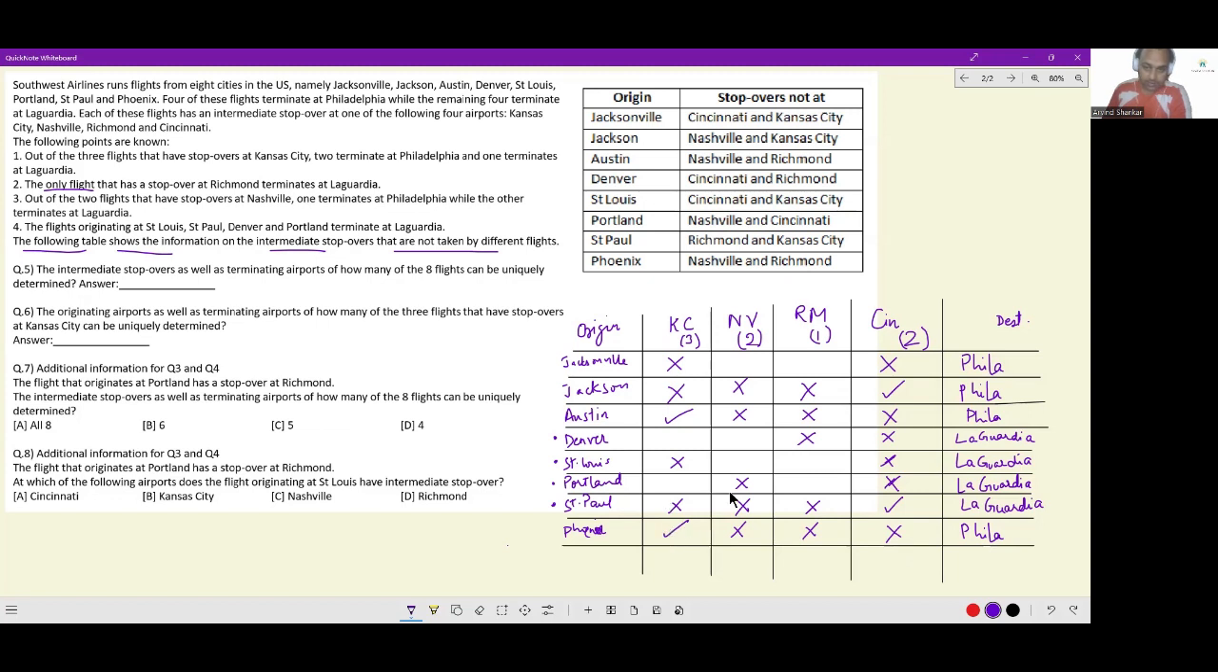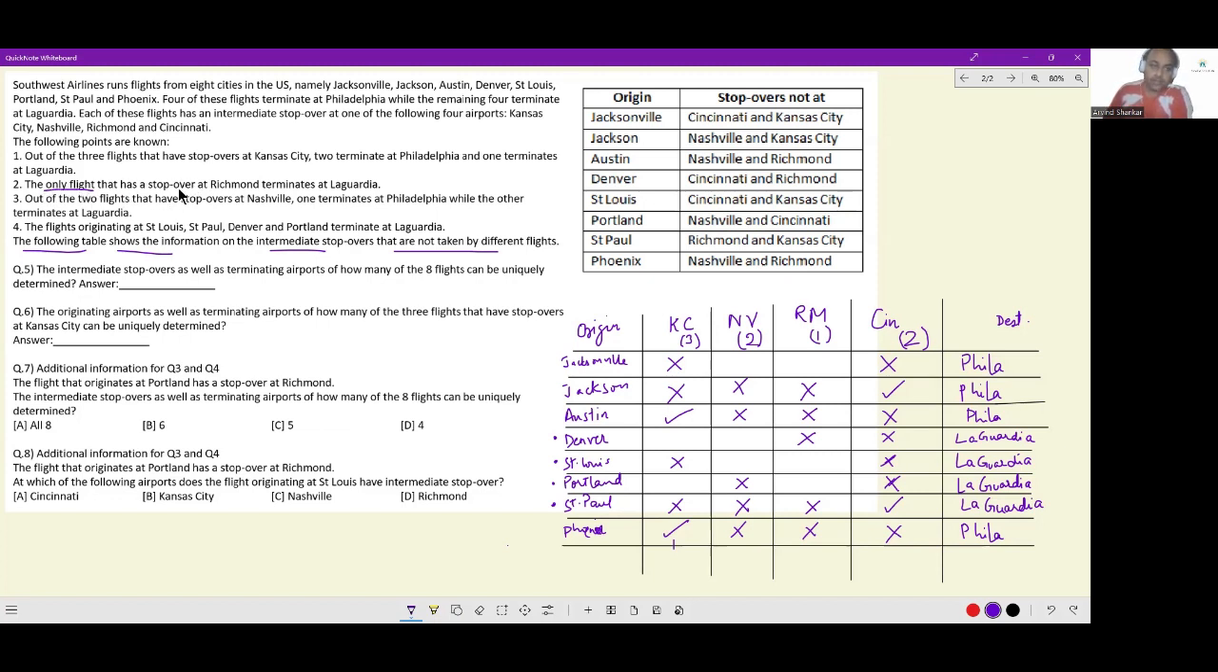For Kansas City, I need 1 more. For Nashville, I need 2 more. For Richmond, I need 1 more. I don't know. But see, we were still at the first point. First point, 2 terminate at Philly. The 2 that terminate at Philly, I know. But Denver and Portland, which of these terminate at LaGuardia and has stopover at Kansas City? I don't know, so I'll work forward.